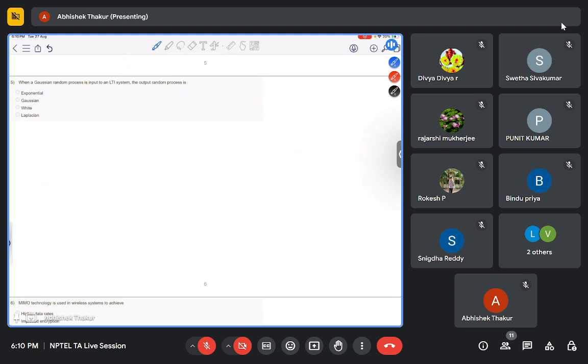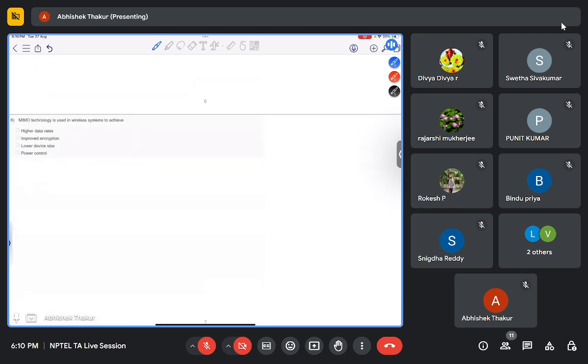When a Gaussian random process is input to an LTI system, the output of the LTI system will always be a Gaussian process only. So option B is the correct answer for question number 5.